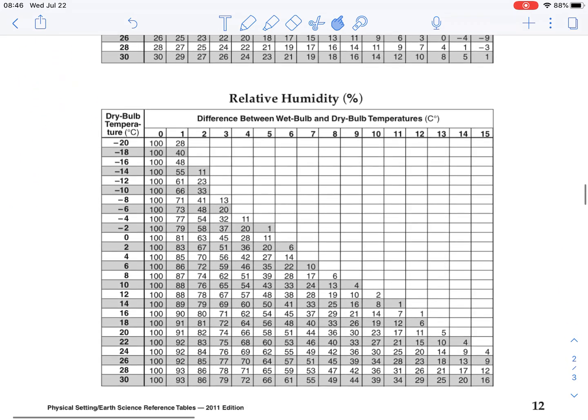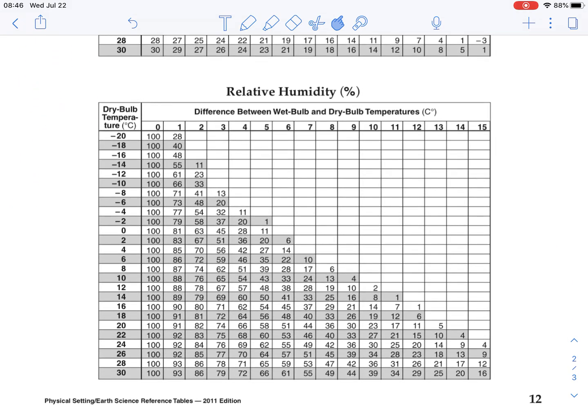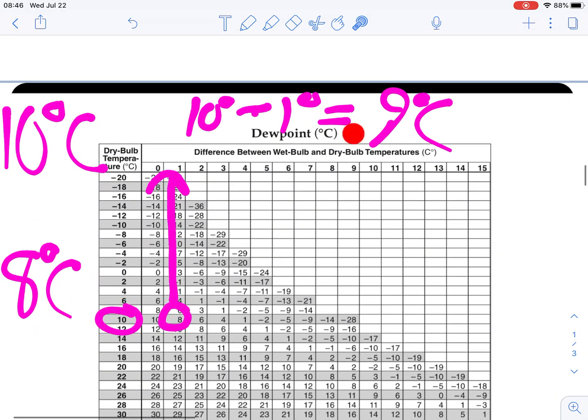The relative humidity table is the exact same process. The only difference is now it's humidity as our answer in here, and notice humidity is a percent, while dew point is degrees Celsius. All right, that's the basics of how to understand humidity in earth science.